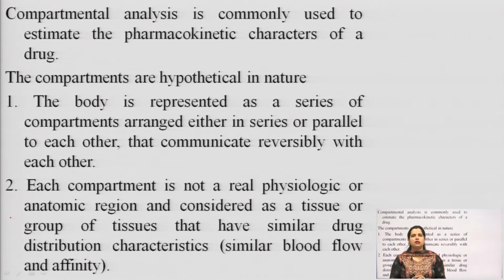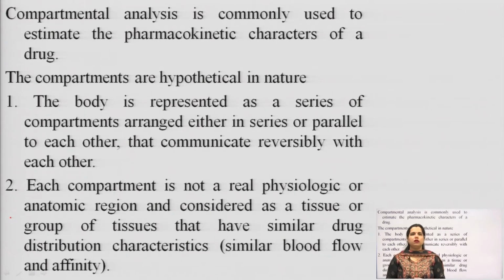So, compartment analysis is commonly used to estimate the pharmacokinetic characters of a drug, right. Pharmacokinetic characters like AUC, Cmax, Tmax, distribution, volume of distribution, clearance, all these are basic pharmacokinetic processes, right. So, the compartments are hypothetical in nature, they are not original, but we consider them while calculating the formulas and establishing equations or models to identify certain pharmacokinetic parameters. So, we establish some sort of models and consider the body as a compartment. So, this is totally hypothetical.